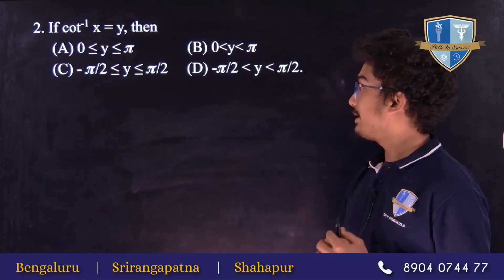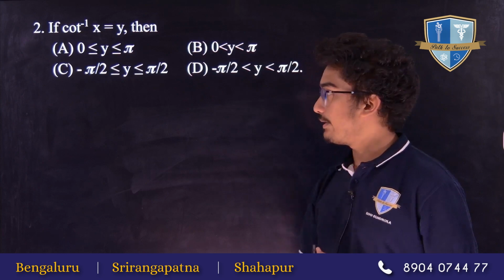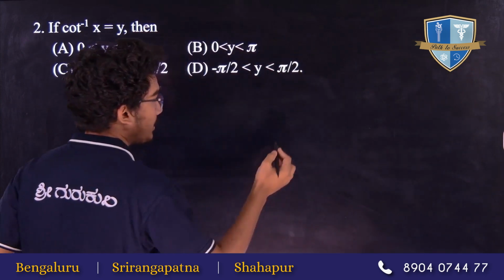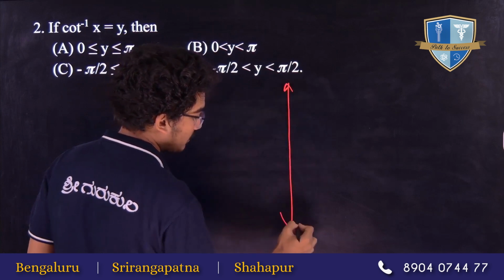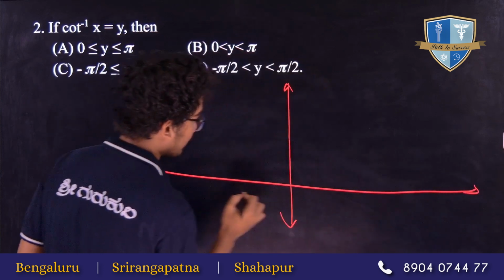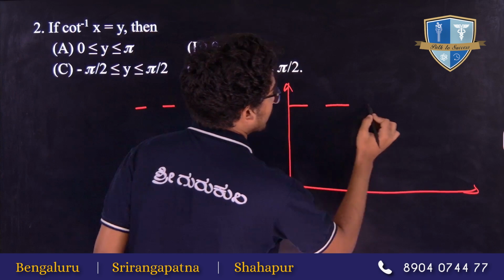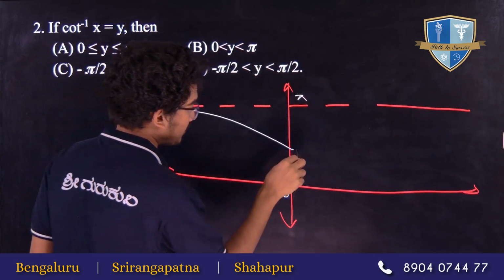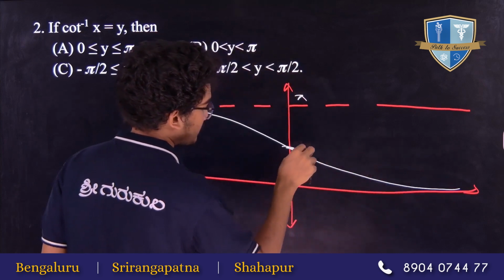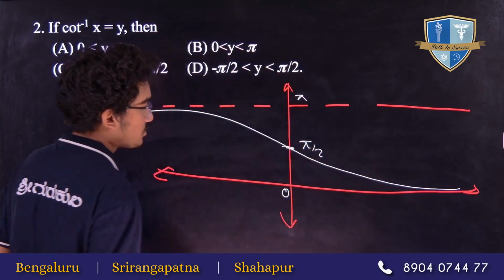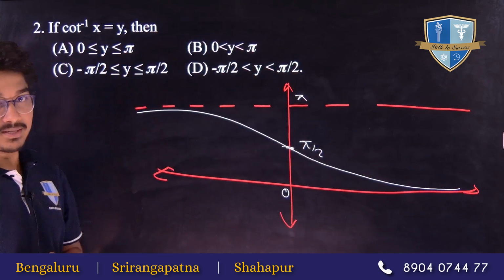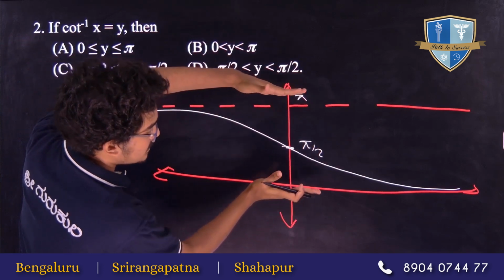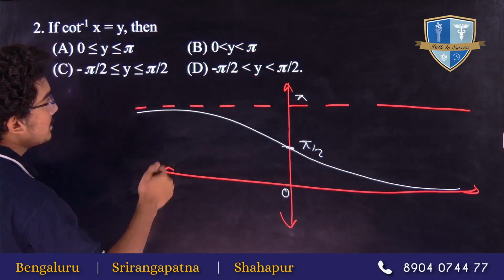So our second question is: cot inverse x is equal to y. Then our y will lie in which of these intervals? If we remember the graph of cot inverse x, it looks something like this in the interval of 0 to pi. It is like this, where this is pi by 2, correct? So y is nothing but the range of cot inverse x, and the range of cot inverse x, if you see, is between 0 to pi. So our correct answer will be 0 to pi.